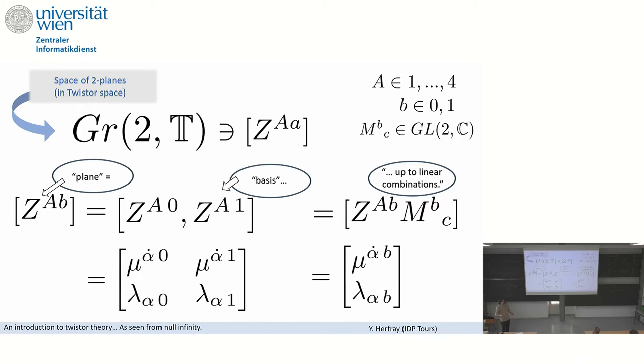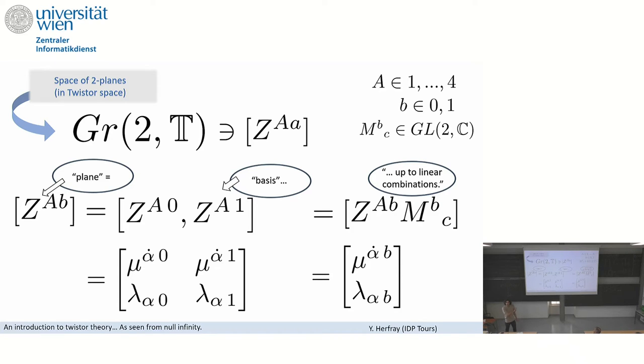But then if you want a plane, you don't want the basis. You want the basis up to linear combination. It's realized by the fact that you should mod out by GL2C, by the action of GL2C on the left-hand side. So this bracket here means that you have a pair of twistors modded out by GL2C. That's a classical way of representing a Grassmannian in general. So Grassmannians are like the space of planes or hypersurfaces in some vector space. Here it's the Grassmannian of two-planes, so I just have two vectors. Are we fine with this notation?